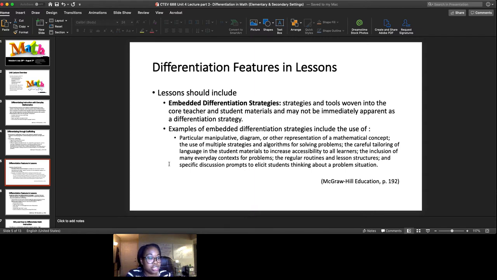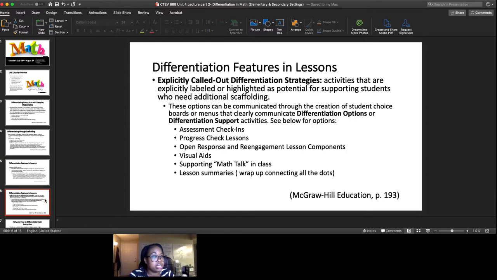Next, differentiation features in lessons. I'm going through this as fast as I can. Lessons should include embedded differentiation strategies, which I thought was super awesome to point out. These are strategies and tools woven into the core teacher and student materials and may not be immediately apparent as a differentiation strategy, versus explicitly called out differentiation strategies, which are communicated to students and highlighted to them as potential for supporting students who need additional scaffolding.